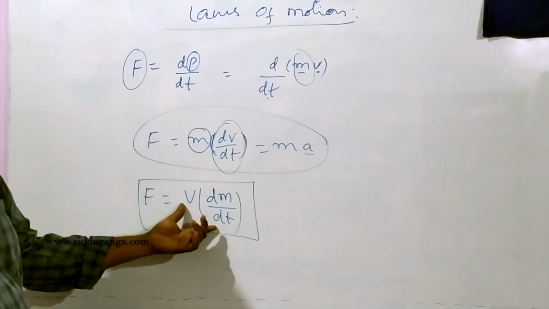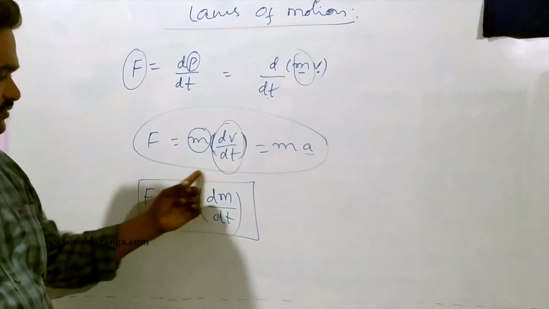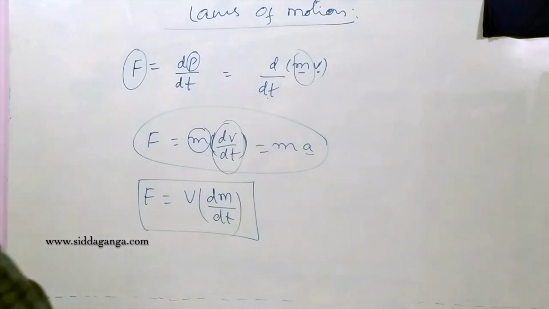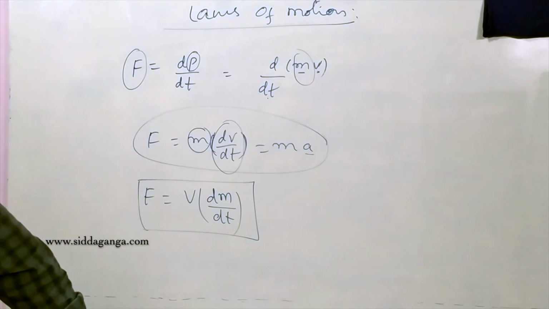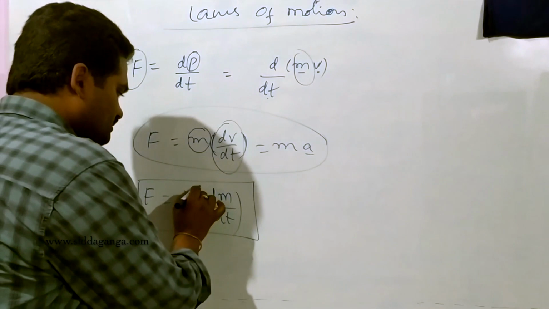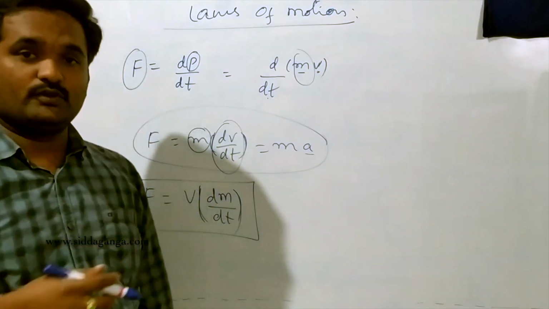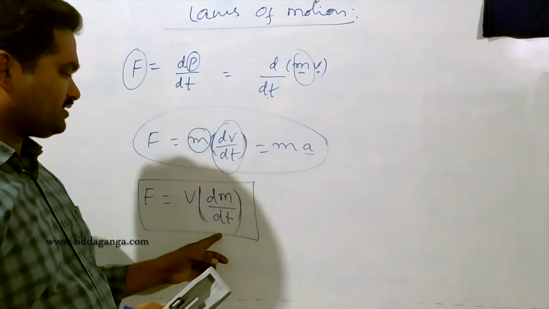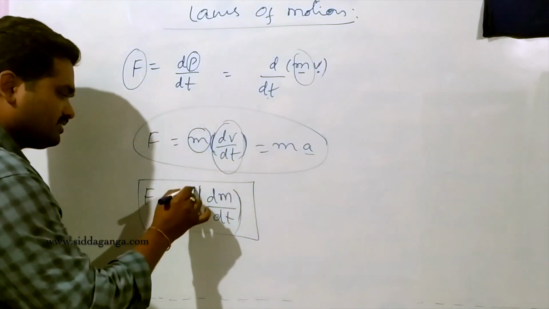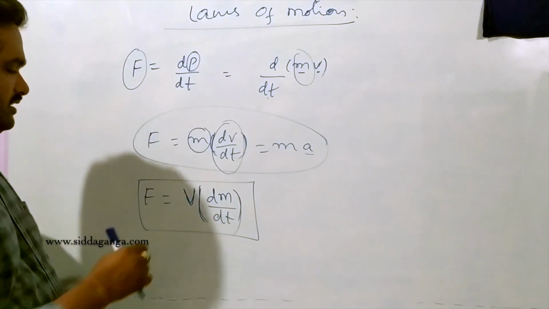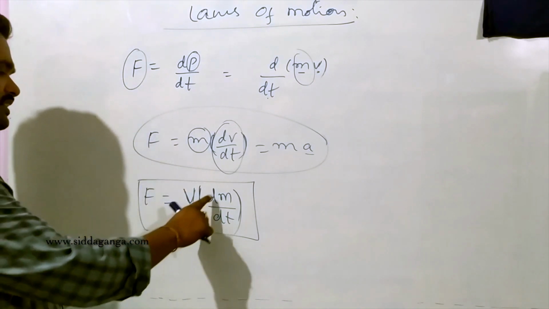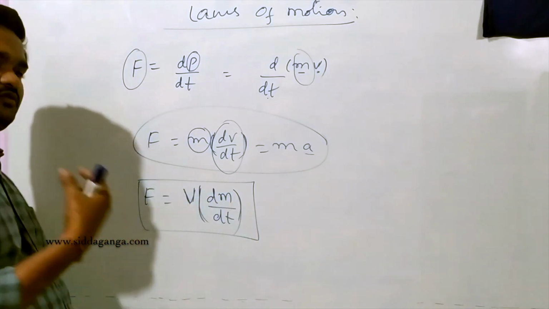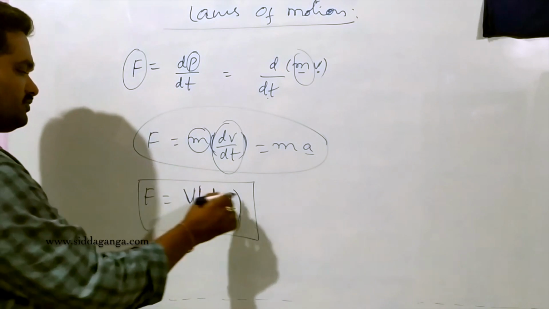One best example for this is rocket propulsion. In the case of rocket motion, the rocket burns its fuel, so the mass is burned at some rate. The speed of the exhaust gases remains constant, but at the same time the mass of the rocket keeps changing, which makes a force act on it, and it keeps moving. That's one point to remember.